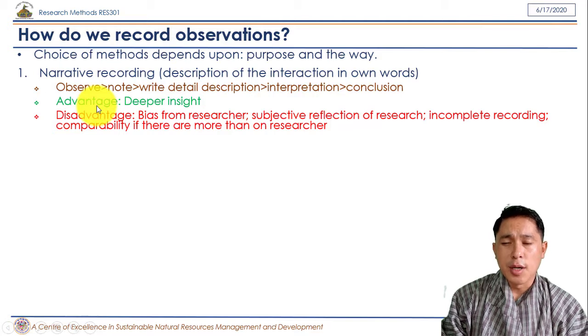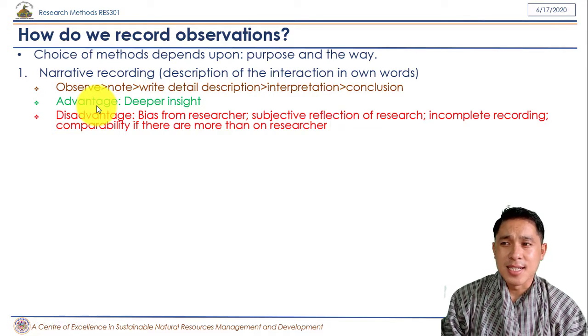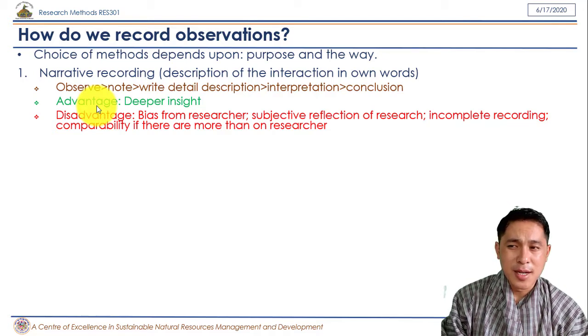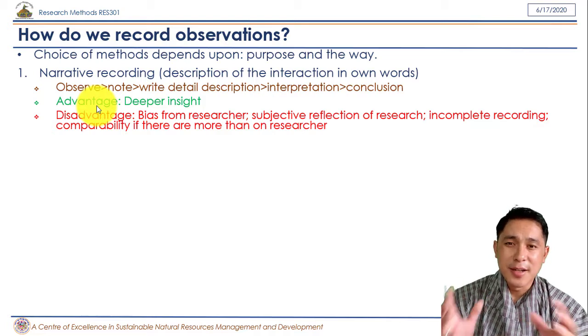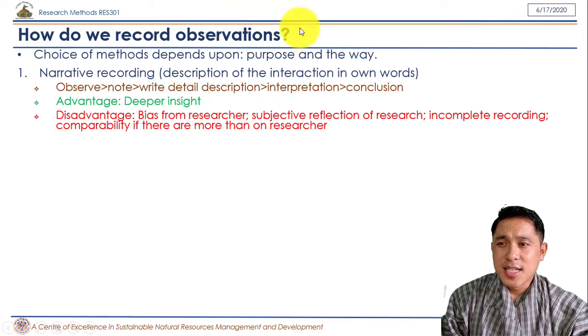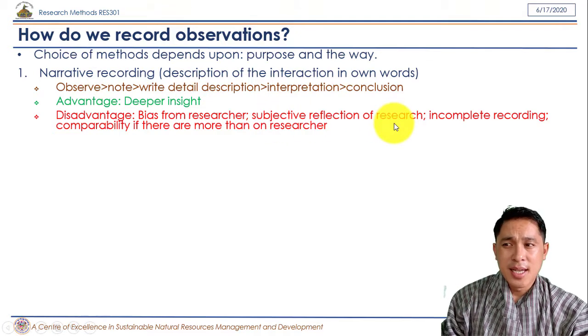So the advantage of observation is that it gives us deeper understanding or deeper insight of our objectives. But the disadvantage is that it can be biased on researcher. Researcher may write in his or her own words, so that can be very biased. If the researcher is very amateur or a young researcher, a beginner researcher, he or she may write it differently compared to a researcher who is seasoned or expert. A subjective reflection of research, again by the researcher, can happen.